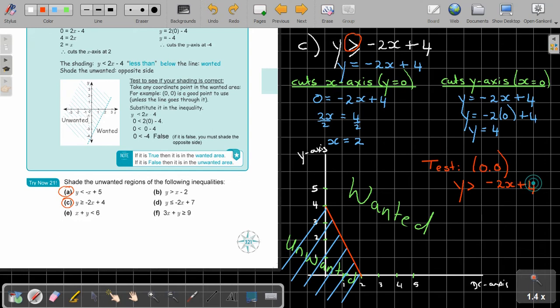And then I will do substitution. So 0 will be bigger than 4. Is that correct? That's false. And is this point in the unwanted? Yes. So it's supposed to be false, because if I was choosing a point in the wanted, it's supposed to be true. So it means that I did my shading correct, as well as my line. Let's move on.